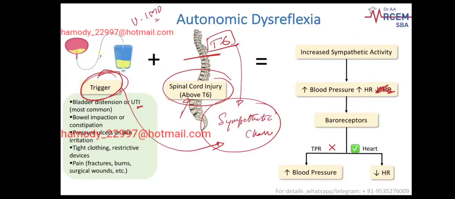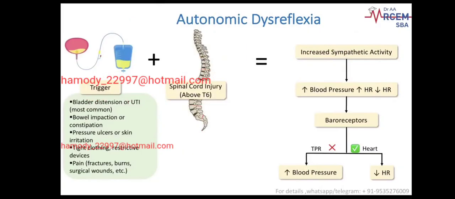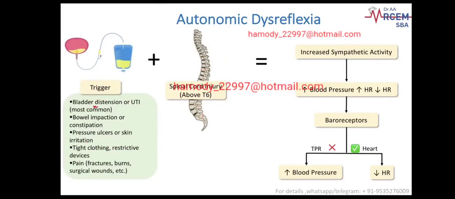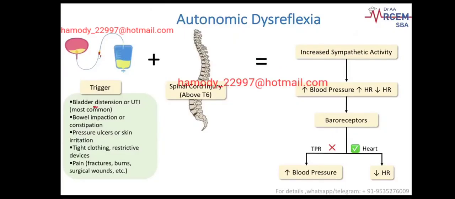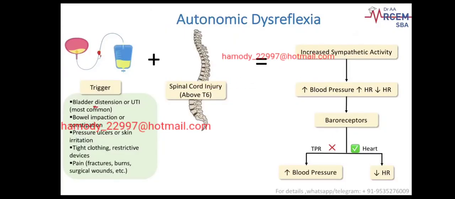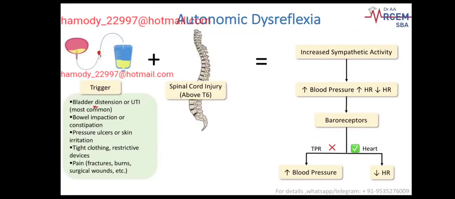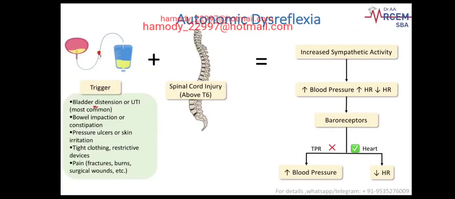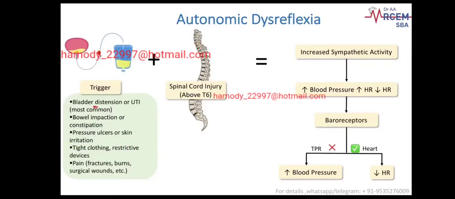Sorry. What are the triggering agents this patient might have? This patient might have triggering agents like bladder distension. Commonly these patients will be catheterized because of the urinary incontinence and spinal injury they are having, and this catheter would have got blocked. Because of the blockage of this catheter, the bladder gets distended and acts as a triggering agent to trigger an increase in sympathetic activity.